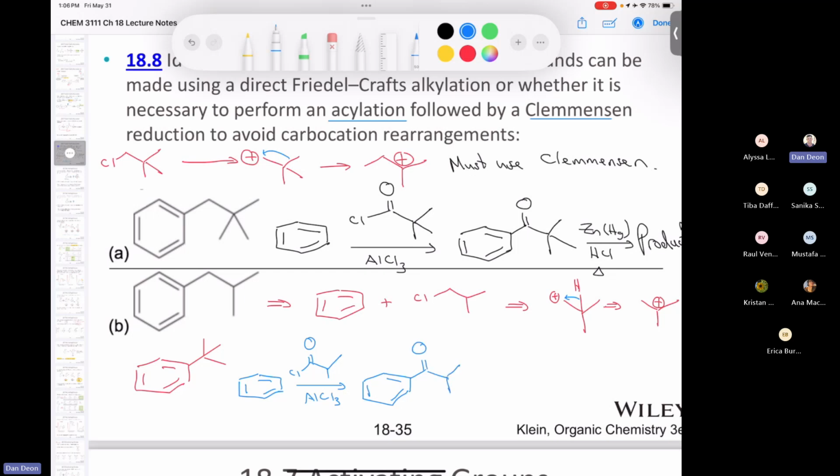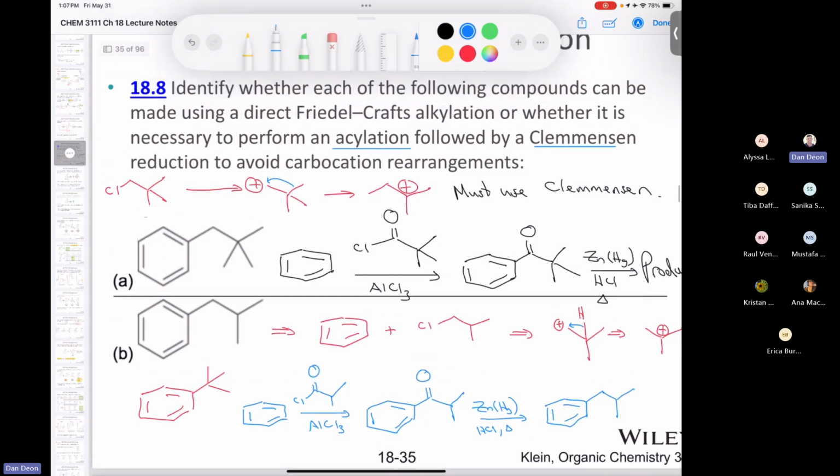Okay, so now that we have the acyl group installed, we're going to do the Clemmensen reduction reaction. So remember, it's called a zinc-mercury amalgam, so that's why we put the mercury in brackets. And then we need some hydrochloric acid, and you usually have to cook that up, and that is going to give you your isobutylbenzene, like that. Okay, so in both of these cases, it turns out that you have to do the acylation reaction followed by the Clemmensen reduction reaction.